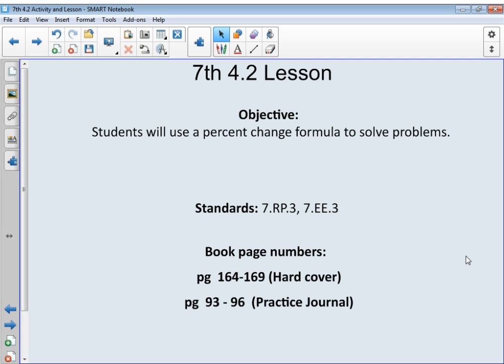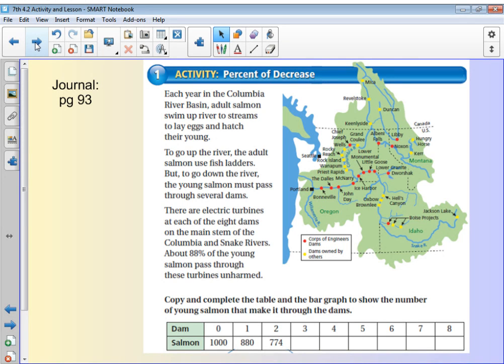This is 7th grade activity 4.2. In this activity, students will use a percent change formula to solve a real world situation. The standards covered in this lesson are 7RP3 and 7EE3. The page numbers out of the hardcover book are pages 164 through 169, and out of the practice journal, pages 93 through 96. Today you're going to need your practice journal, so you'll need to turn to page 93 in your practice journal.